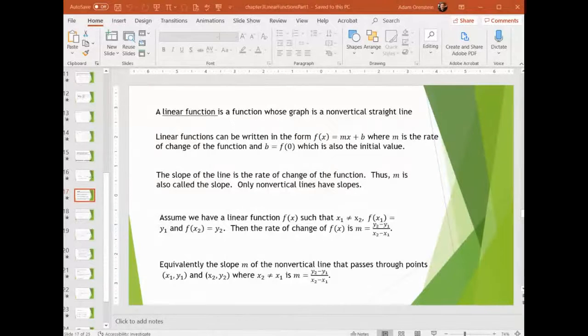Okay. Well, actually, you can see from here that if you look at the slope of a line, as I said before, we also call it a rate of change. It's the rate of change of the function f. Now, you might be thinking, why is it called that? Well, the idea is this.